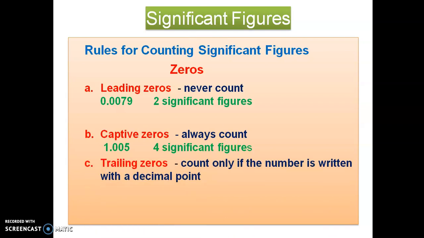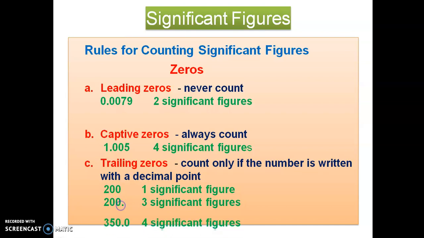And the third type is the trailing zeros, which are counted only if the number is written with a decimal point. For example, in 200, only one significant figure we have to consider, because these two zeros are not with a decimal point. Next is 200.0. These zeros we have to consider because they are with the decimal point. Hence we have four significant figures for this, and for 350.0 we also have to consider four significant figures. This is a very concise form.